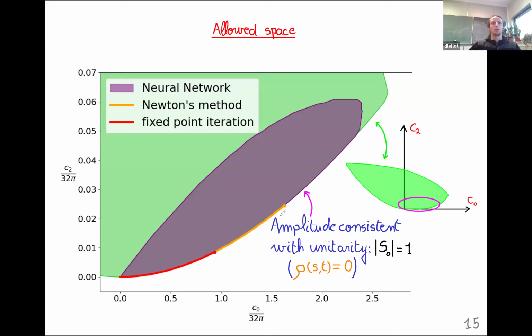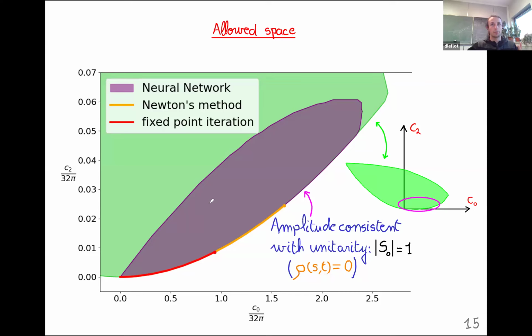Okay, so now I am showing the C0, C2 plane, and in purple, it is the region where we were able to solve the unitarity equations for our toy model. This purple region is restricted to the bottom right of the full green region, but well, this is expected. It's a consequence of our approximation, the fact that we have a zero double discontinuity.